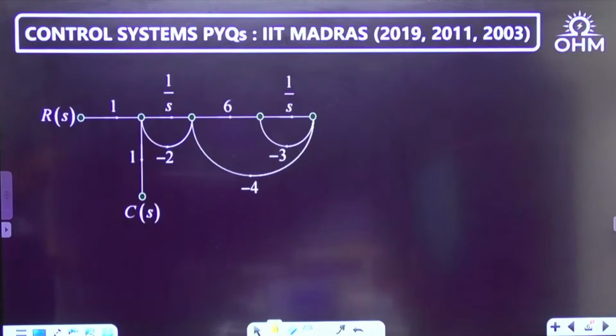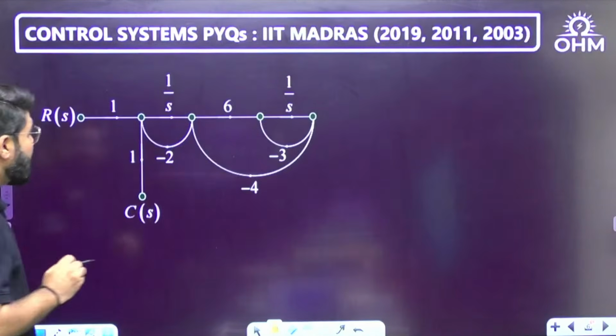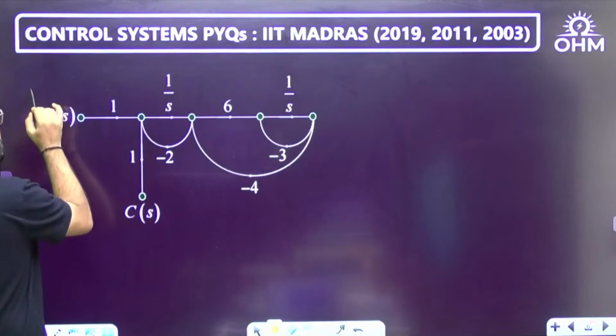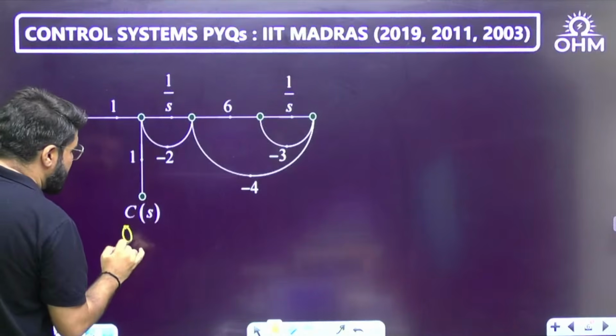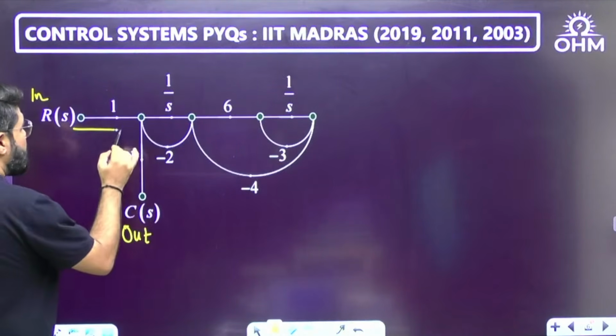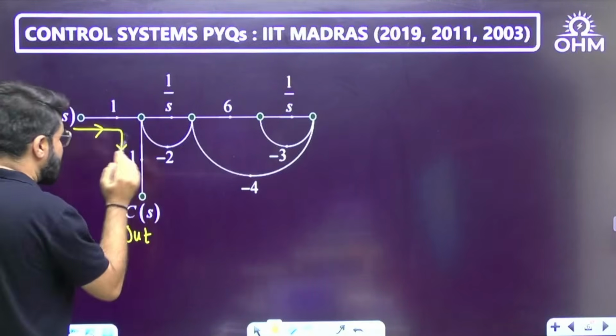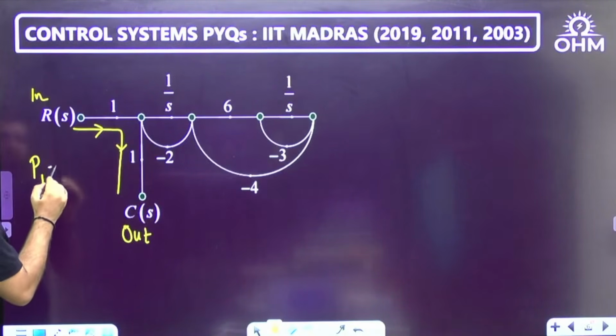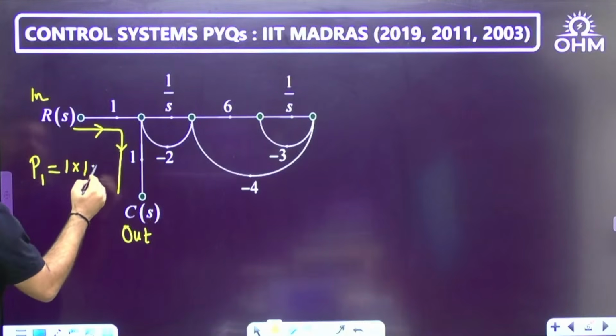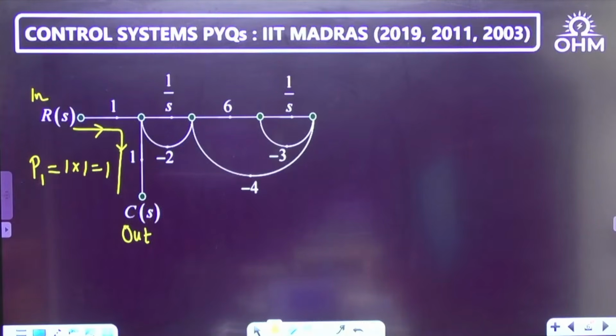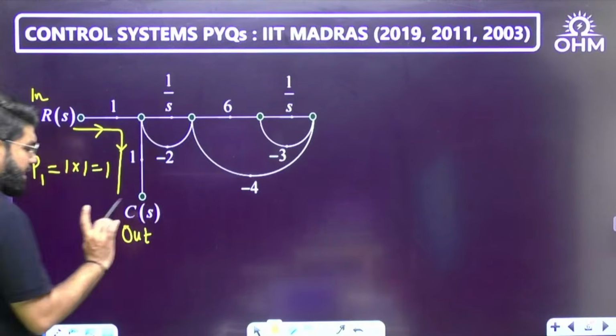Everybody, see this. What is the path from input to output? The input here is R(s), the output here is C(s), and any path from input to output is the forward path, which here contains only unit gains. So the respective forward path gain is simply 1 into 1, which is equal to 1. And there is only one forward path.